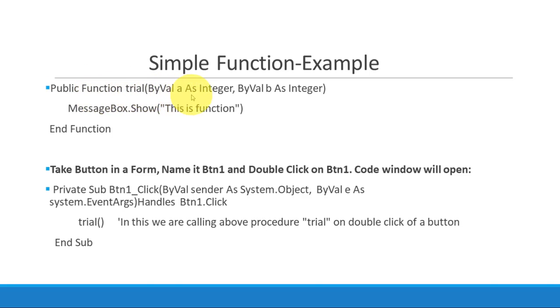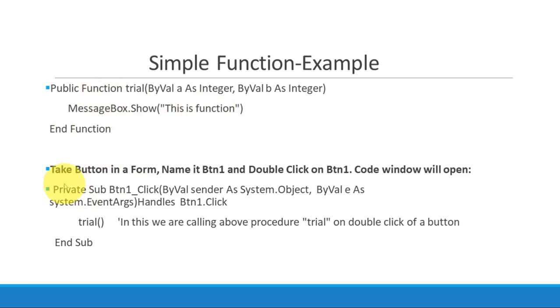Trial, ByVal a as Integer and ByVal b as Integer. So we are taking a as integer type, two variables, and b also as an integer type. MessageBox.Show, this is a function. So this message box is an object dot method and it's displaying the message. This is a function.